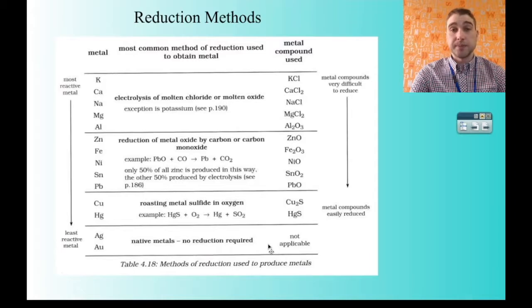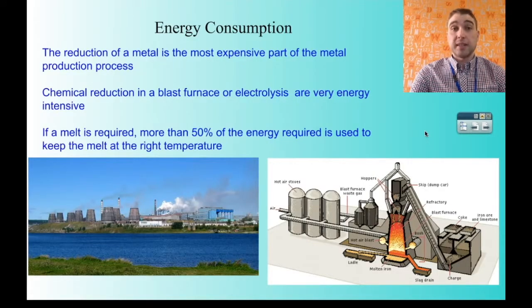reduction process at all. In terms of environmental effects, the reduction part of the process requires an awful lot of energy, and so it's the most expensive part of the metal production process. So if you use a blast furnace, so down here we have a blast furnace that's used for things like iron, you need to heat that up to high temperatures, and you need to provide things like gas or electricity to produce the really high temperatures there, and that can be quite expensive for the manufacturer.